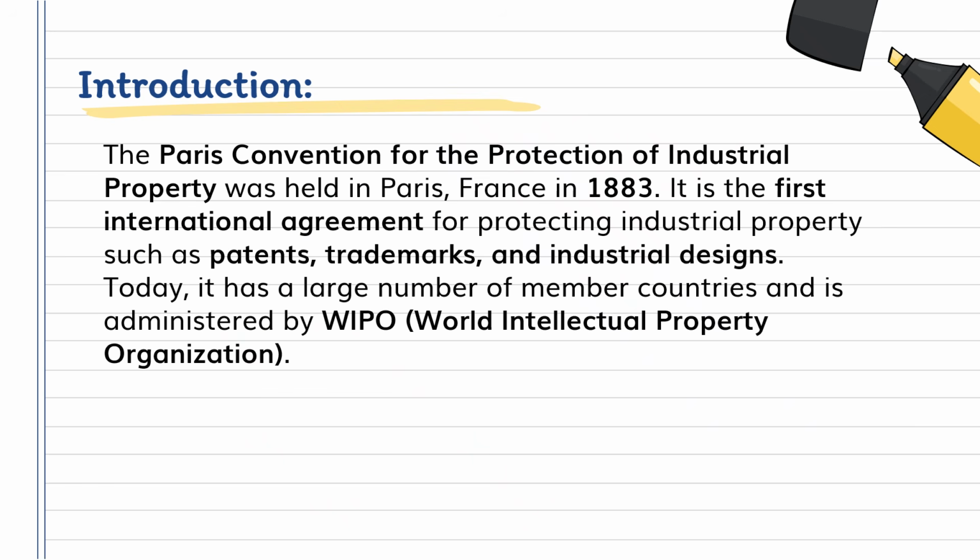So now introduction. The Paris Convention was held in Paris, France in 1883. It is the first international agreement for protecting industrial property like patents, trademarks and industrial designs. Today, many countries are members and it is managed by WIPO, World Intellectual Property Organization. Simple example, if you invent something in India, this convention helps protect it in other countries too.